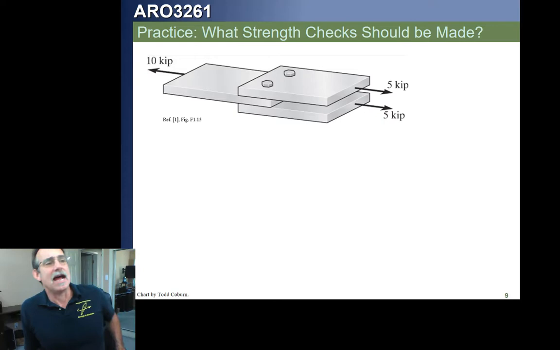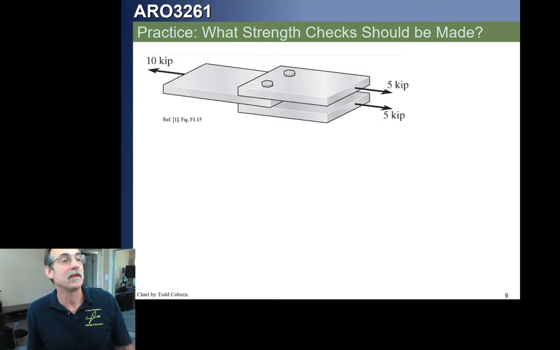Now that we have the force transferring through each of those into the upper and lower plate, we then can check the upper plate for bearing, P over DT. Now what we have is that 2.5 kips in each of these for that bearing check, where the thickness now is the upper and lower plate thickness. Acting separately, we'll check P over DT of the upper plate, and separately P over DT of the lower plate. If they're the same thickness, you only need to check one, okay?